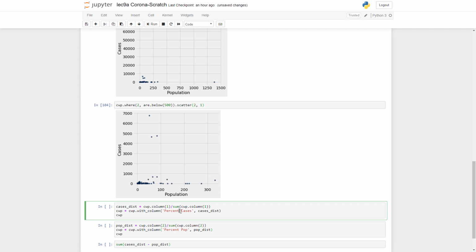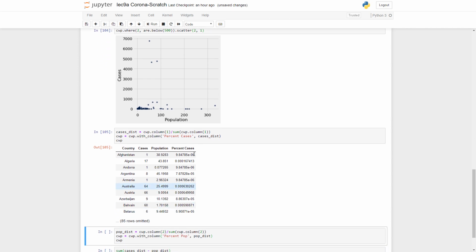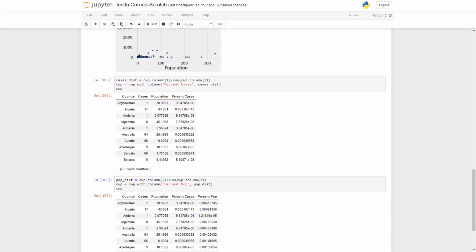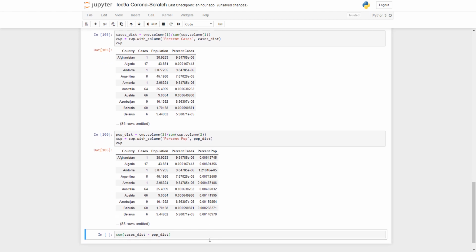So what we started to do is to add a new column for each of these two distributions. So this is the distribution of the cases. And of course, we can get the distribution of the cases by dividing each number of cases in each country by the sum of the cases. And this is what we will get. So we will call this percent cases. And similarly, we will do for the population. So we have two new columns in the data set, the percent cases and the percent population.